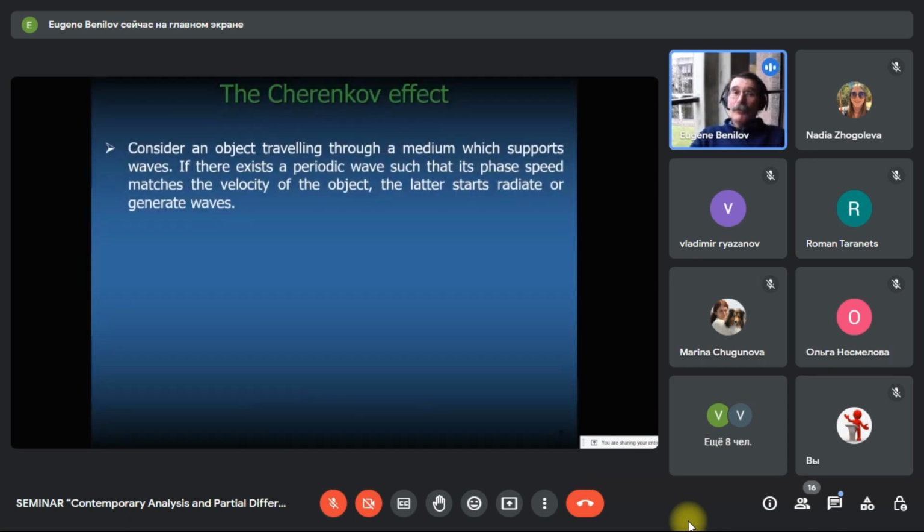So what's the Cherenkov effect, or back in the Soviet Union, it was called the Vavilov-Cherenkov effect. But in the West, I don't know why it's called the Cherenkov effect.